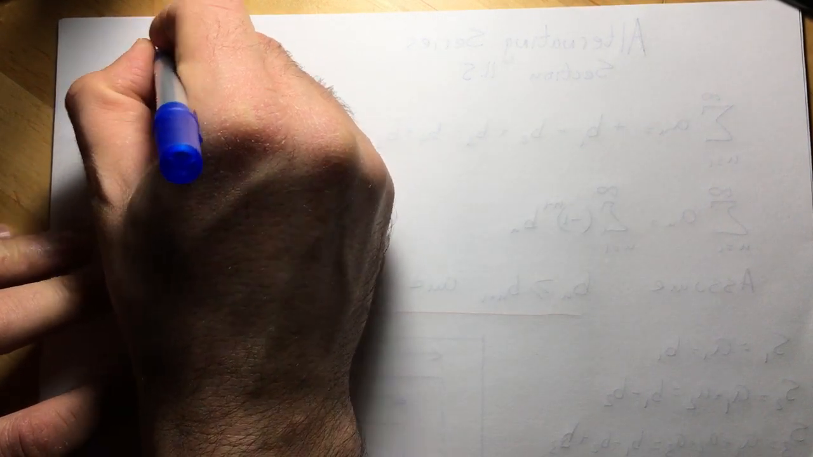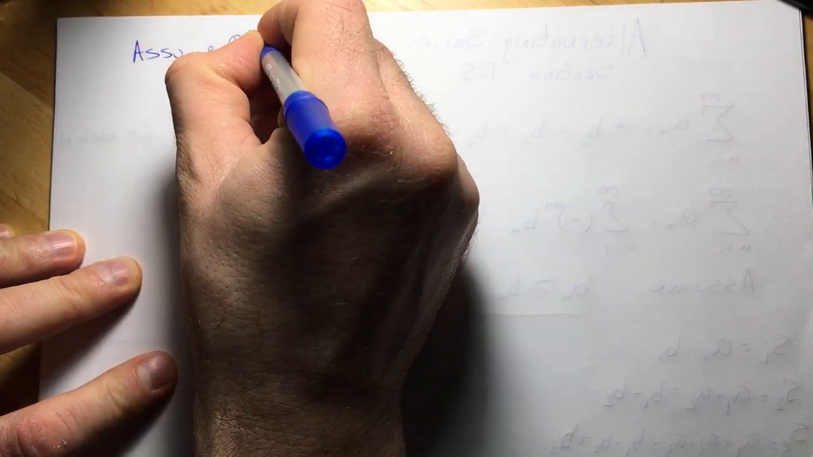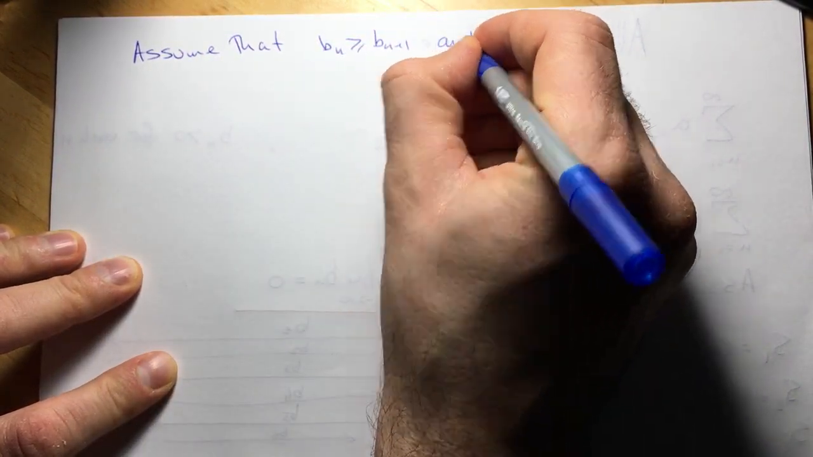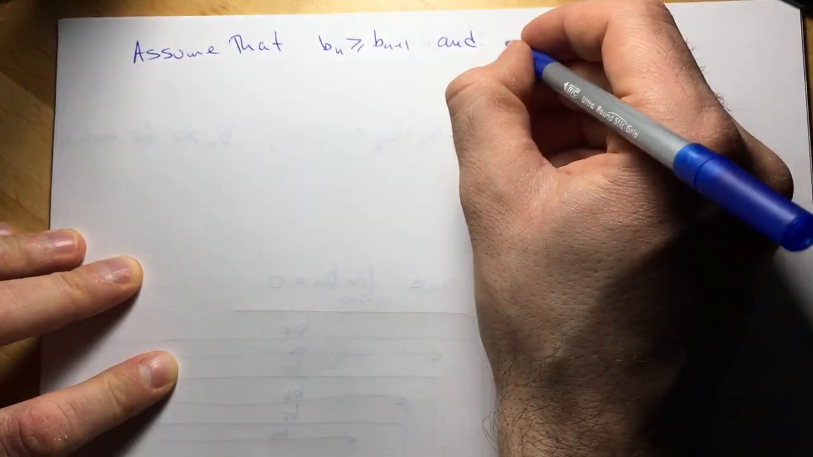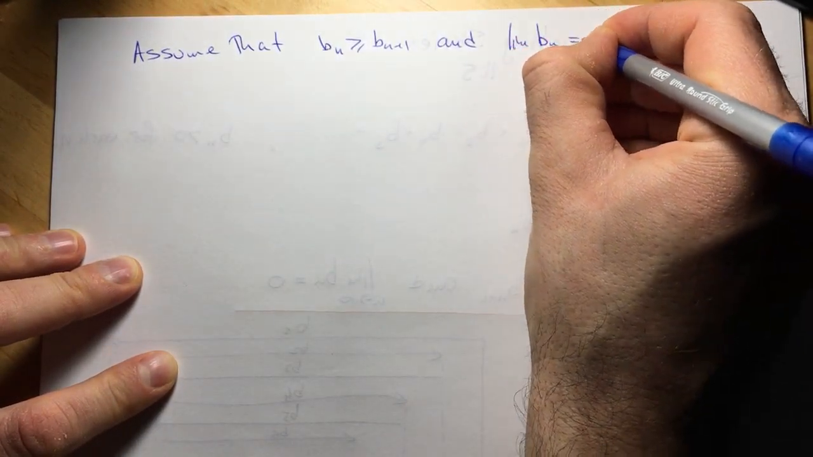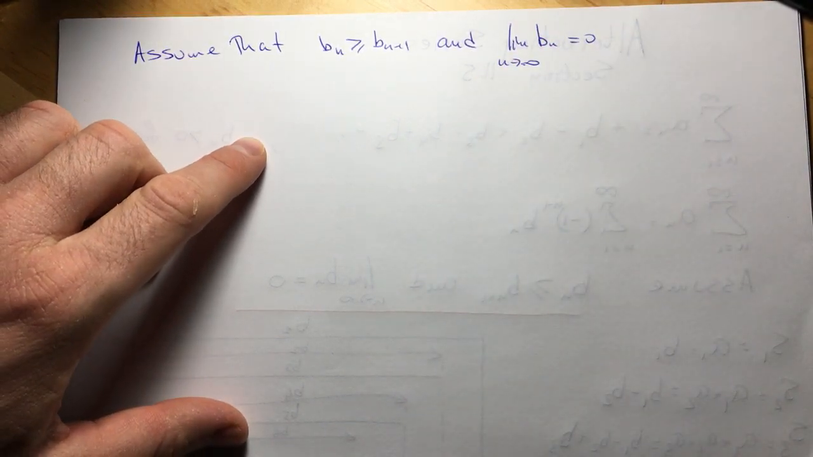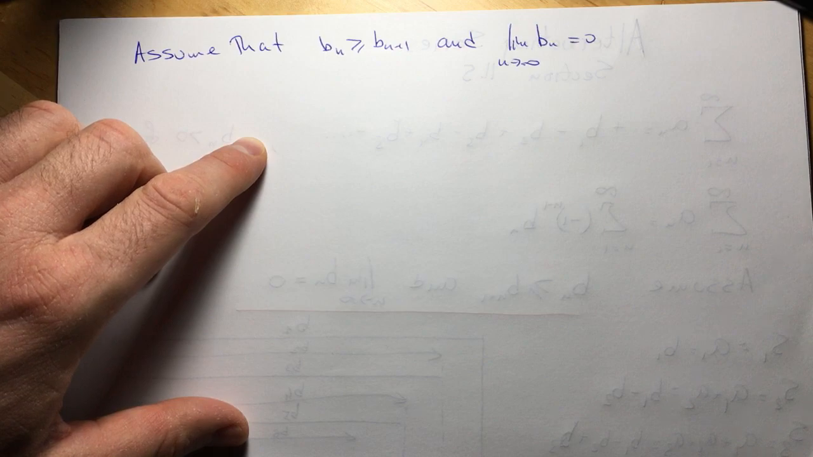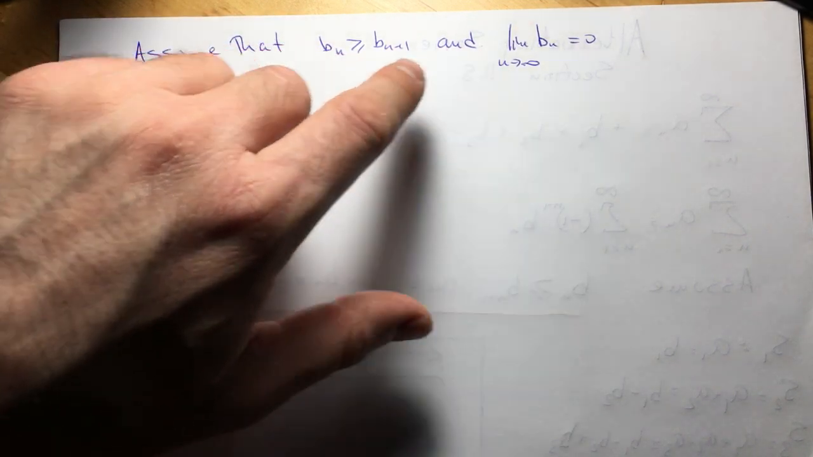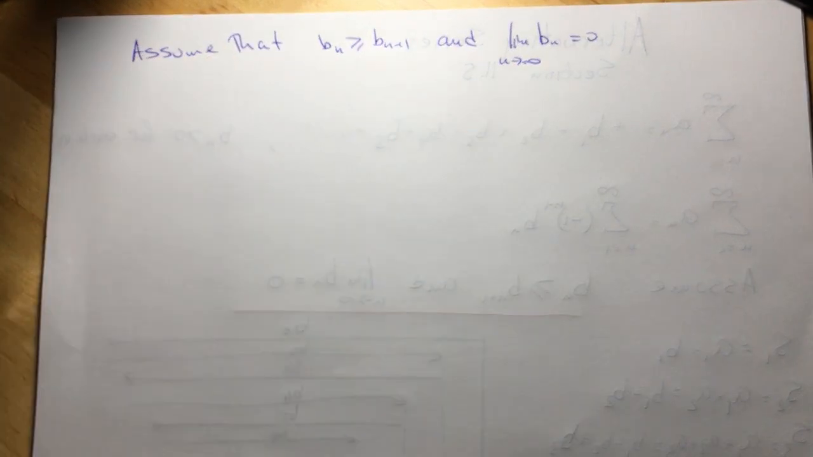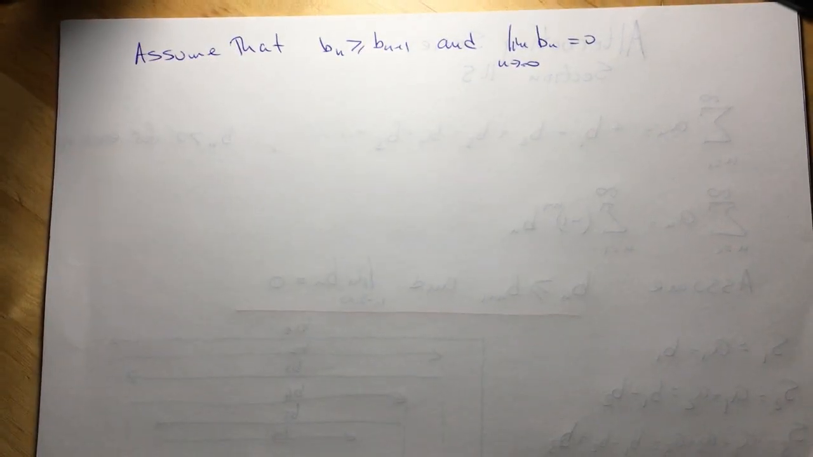So again, the assumption is bn is greater than or equal to bn plus 1, and the limit of bn is equal to 0 as n goes to infinity. Let's see how this is going to help us formally prove that under these conditions the alternating series is convergent.